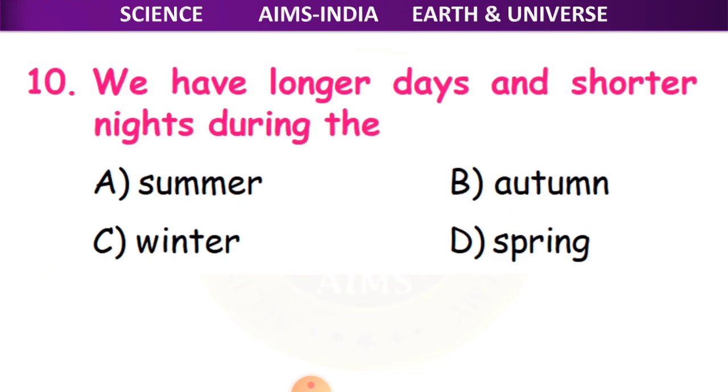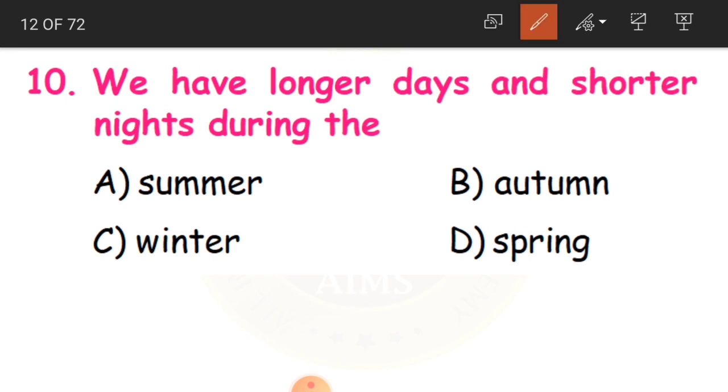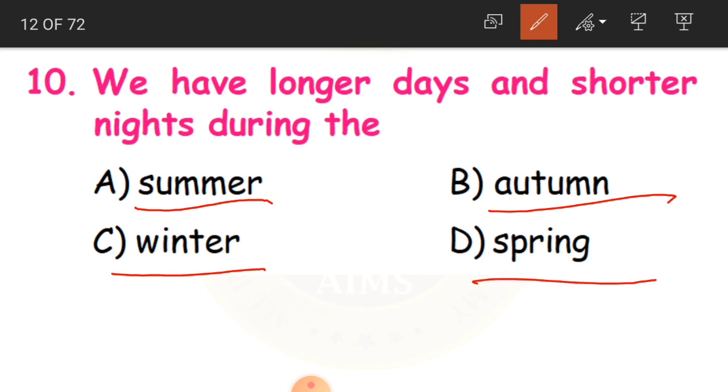10th question, we have longer days and shorter nights during the. So when days are longer and nights are short, in which season do we have this scenario? Is it summer, autumn, winter or spring? The answer is summer, children.